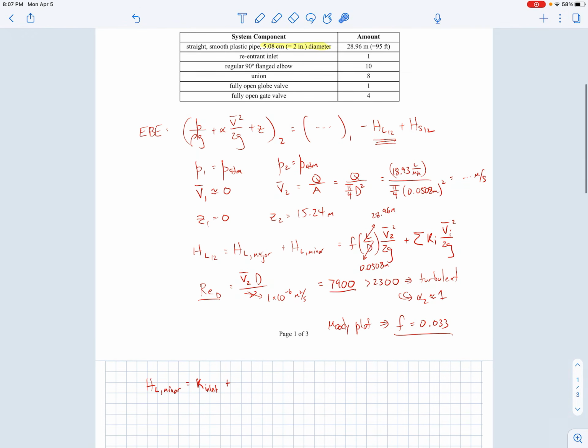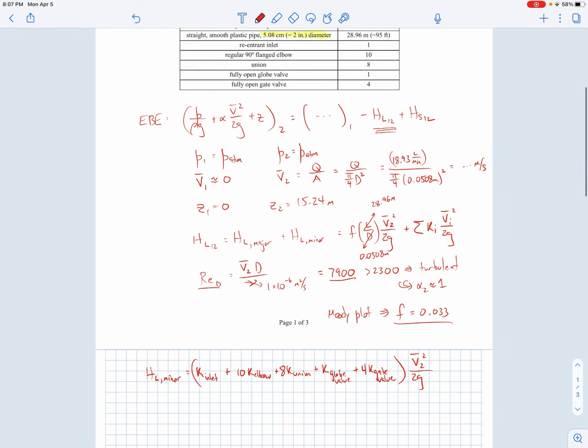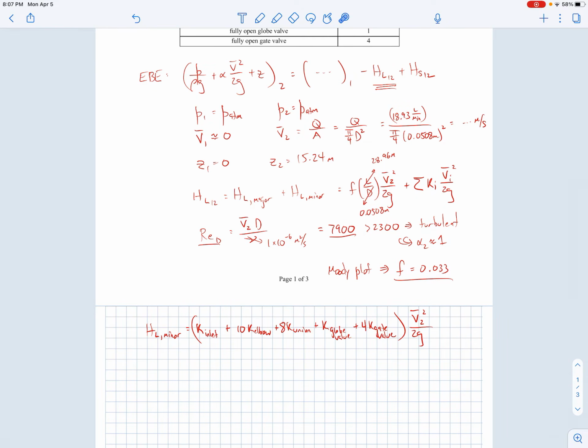Okay, so we have one reentrant inlet, and then we have 10 elbows. We have 8 unions. We have one globe valve. And then we have 4 gate valves. And all of those are multiplied by the velocity head based on the velocity V2. So how would we then find these minor loss coefficients?